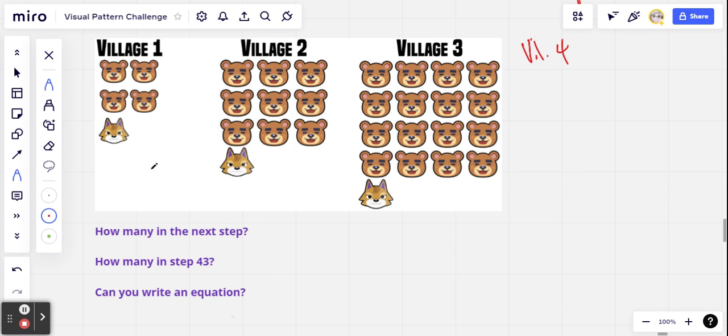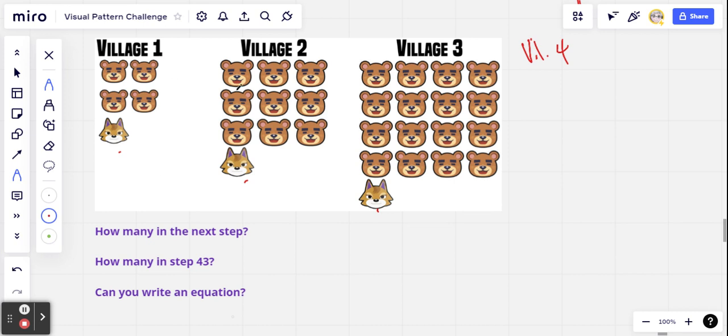All right, so let's just look at this first and see if we can figure out what's going on visually. I'm noticing these bears, lots of bears. The number of bears keeps growing pretty rapidly, but then I guess this is a fox. There's always just one fox. So that fox seems like a constant for every village. There's always going to be plus one fox at the end.